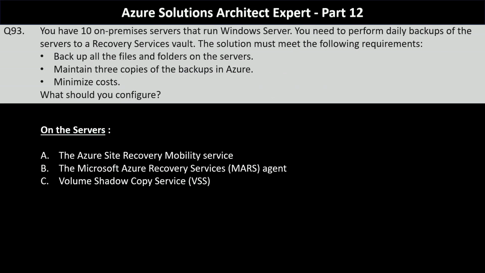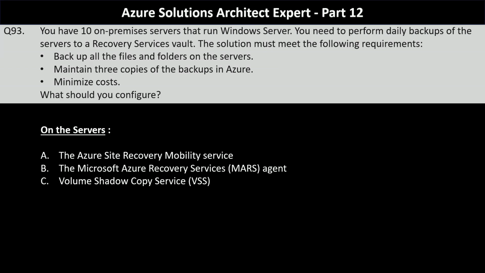Question number 93 of the series. You have 10 on-premise servers that run Windows Server. You need to perform daily backups of the servers to a recovery services vault. The solution must meet the following requirements. Backup all the files and folders on the servers. Maintain 3 copies of the backups in Azure. Minimize costs. What should you configure?